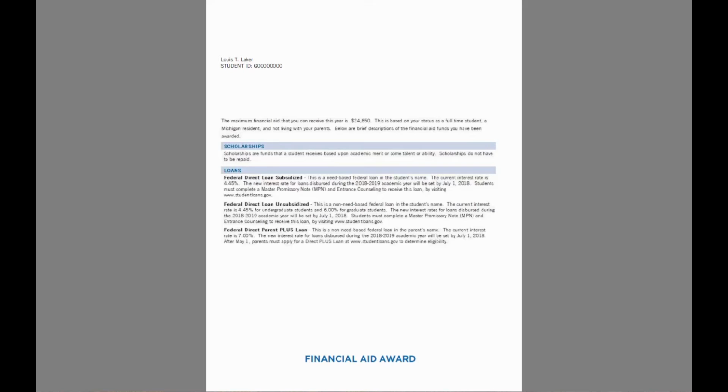The second page gives a description of each type of aid offered on the first. The descriptions of the loans offered also list the interest rate and the additional steps that you would need to take in order to use the loan to pay your bill.